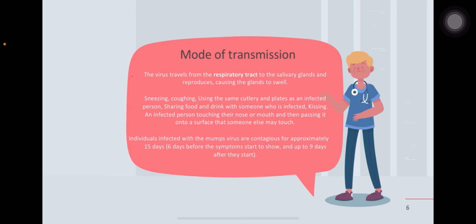Sneezing, coughing, using the same things as the infected person, kissing him, sharing food and drinks, or maybe the infected child touching his nose and mouth and spreading it all over the place will cause the virus to transmit. Individuals infected with mumps are contagious for approximately 15 days, 6 days before the symptoms and 9 days after the symptoms start.